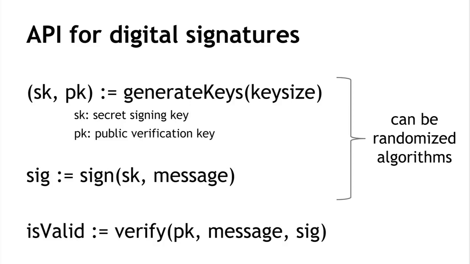These three algorithms constitute a signature scheme. I'll note that the first two can be randomized algorithms. The verification won't be; it will always be deterministic. And in fact, if you think about it, generate keys had better be randomized, because it ought to be generating different keys for different people.